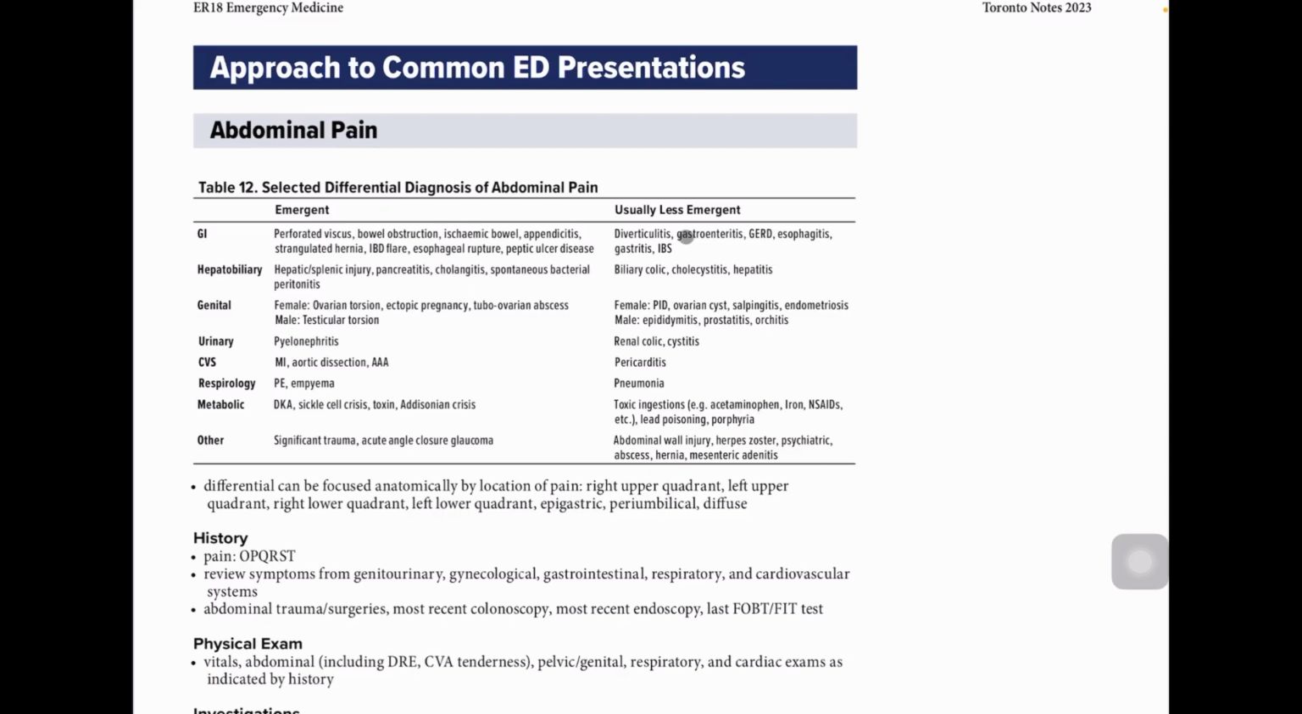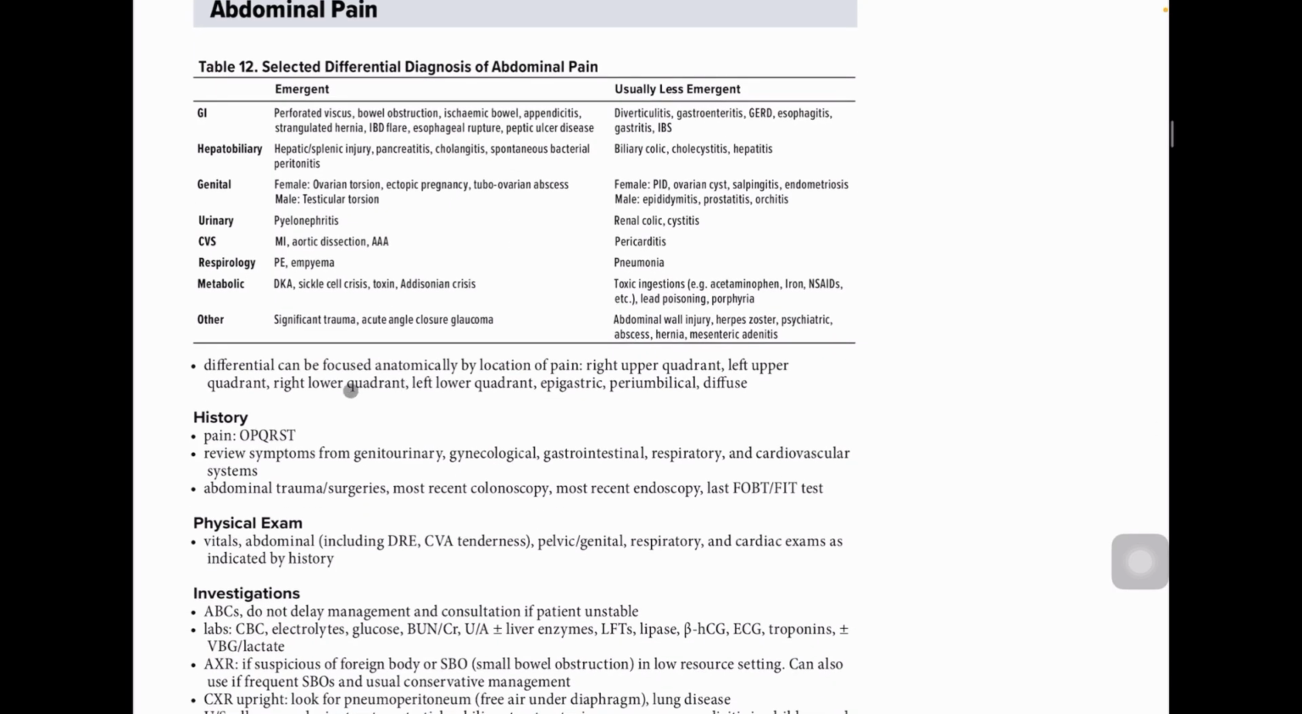If a patient is coming in with abdominal pain, you need to think if it's related to the heart, the GI tract, the kidneys, or the pancreas. That's where they check whether you are competent enough to pick those situations up and address them accordingly. Differentials can be focused anatomically by location: pain in the right upper quadrant, left upper quadrant.